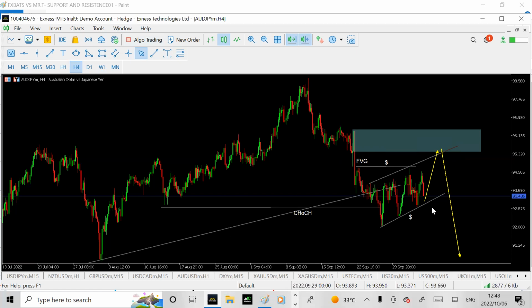According to what you see in a channel, you're hoping price respects the channel, right? Because it's now going to tap on the trend line of the channel. That's what we're expecting.